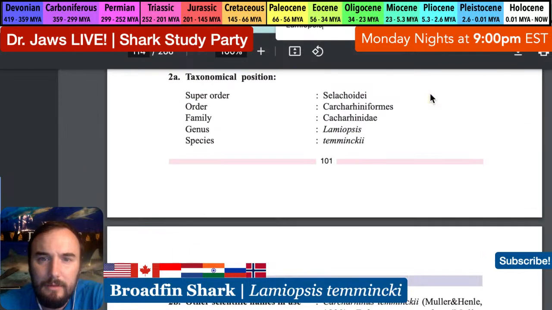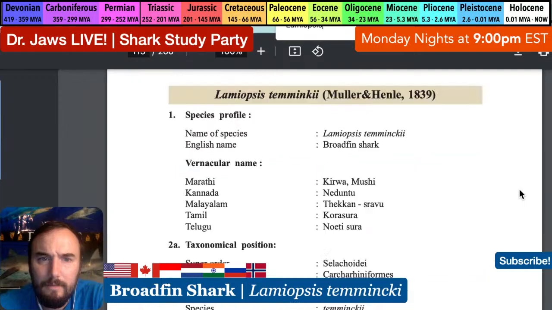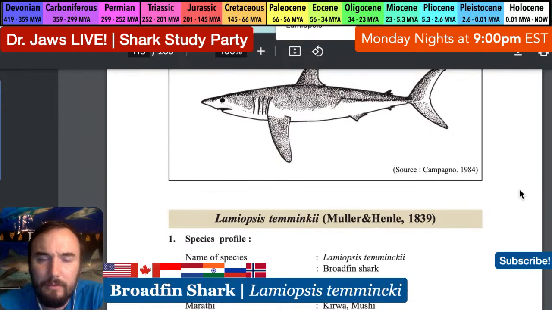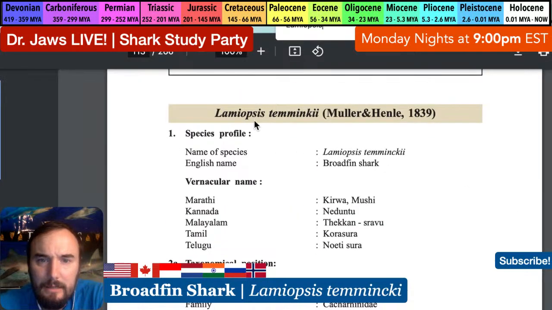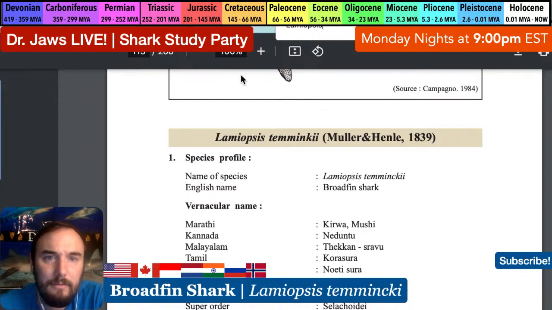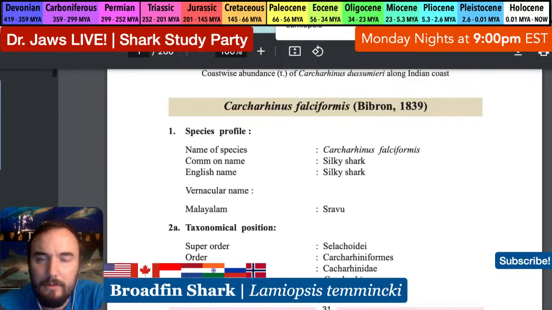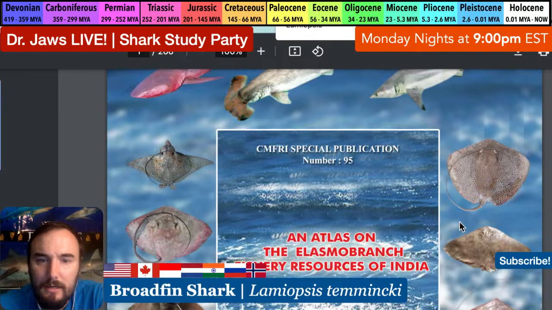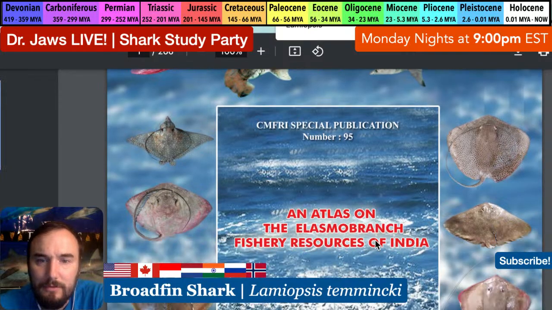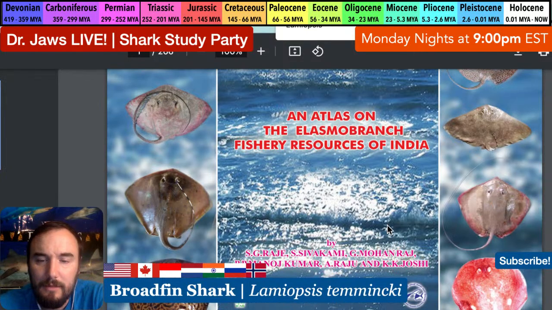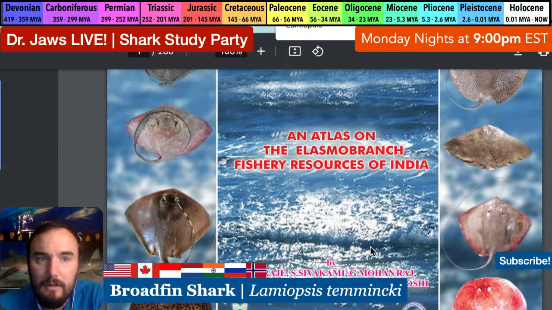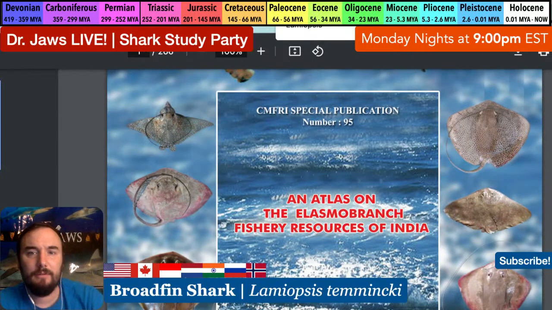What is this? I think this is another fisheries guide of some sort. And we'll take a look. It is. So let's see. What page is this? 113. I'm going to zoom to the top again to see what guide this is. An atlas on the Lazarbank fishery resources of India. Okay. So we might have seen this in passing before.